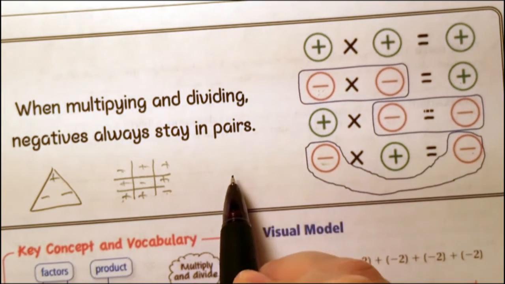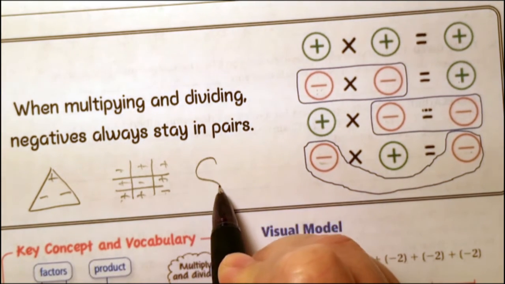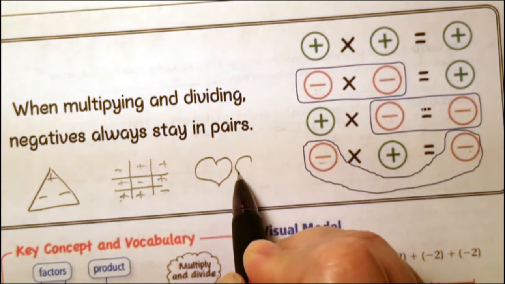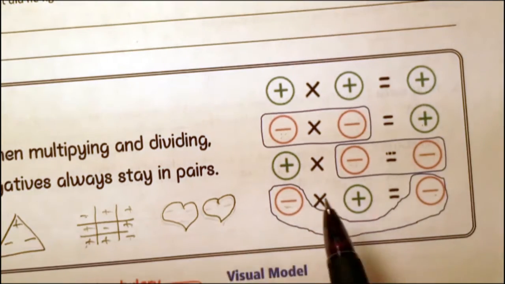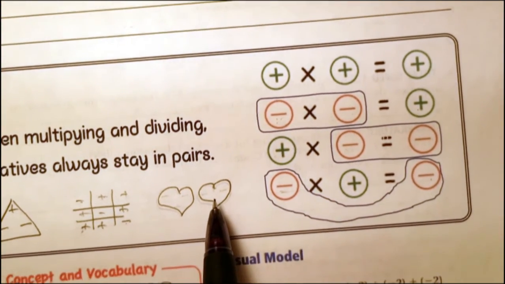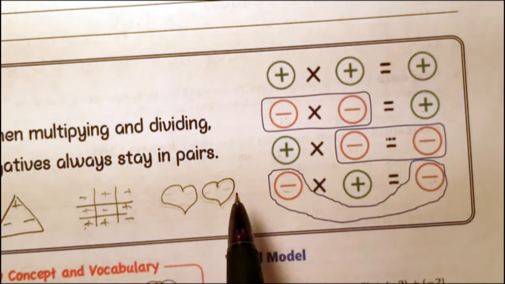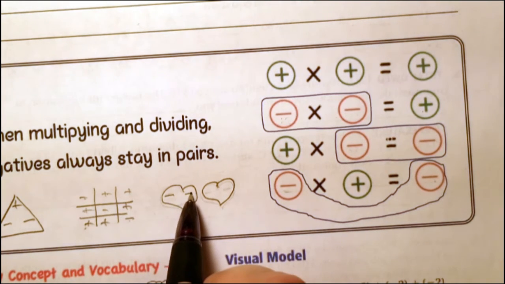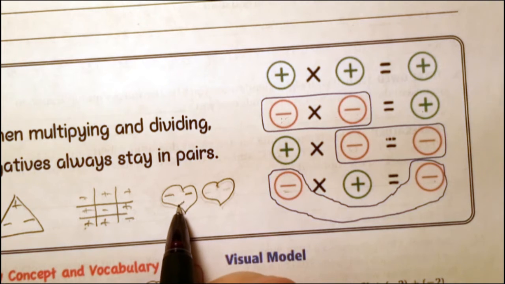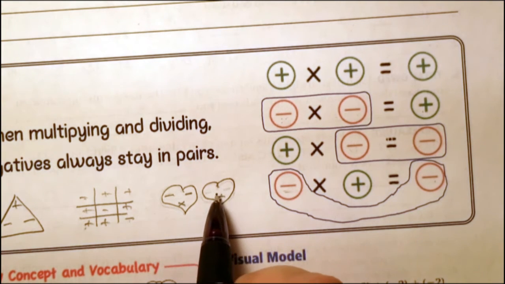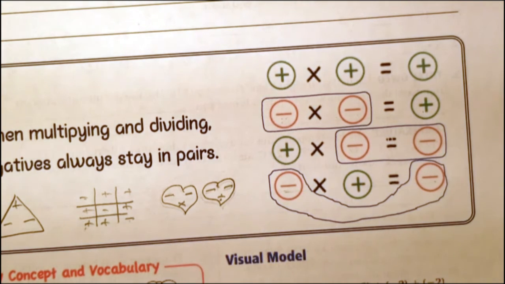And then the other way is if we use the Velcro couples. Remember our story with the Velcro couples: being a Velcro couple is not good because it's not good for you always to be with just the one person. You need to have friends. So two negatives, if it's multiplication or if it's division, you always have two negatives together.